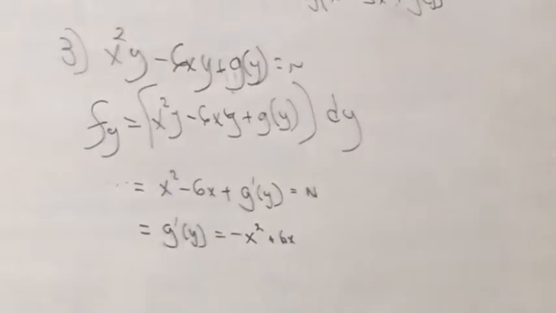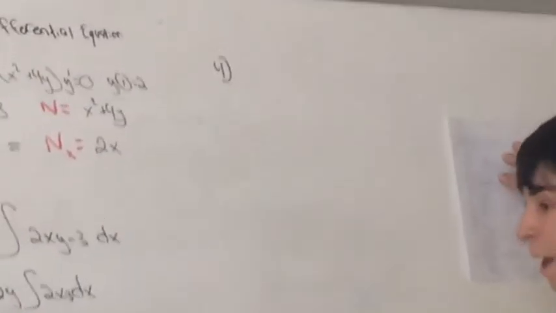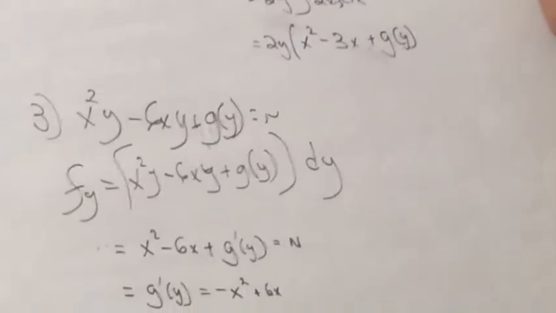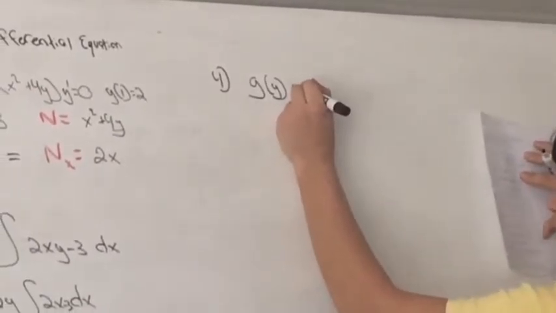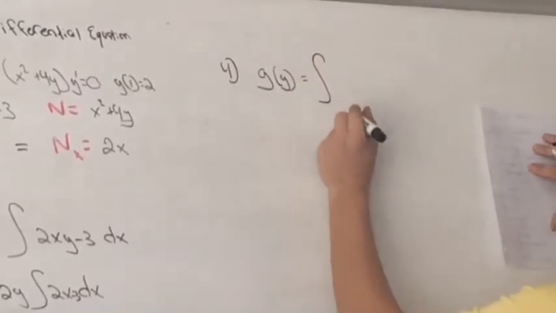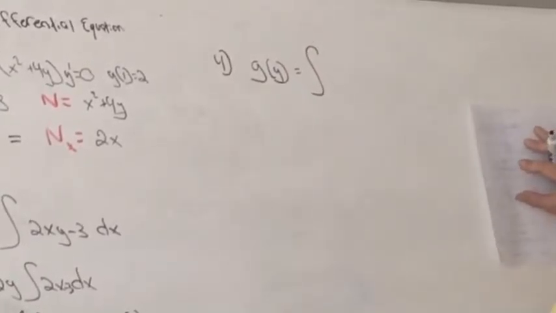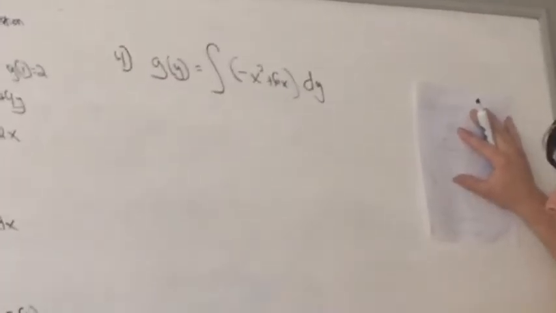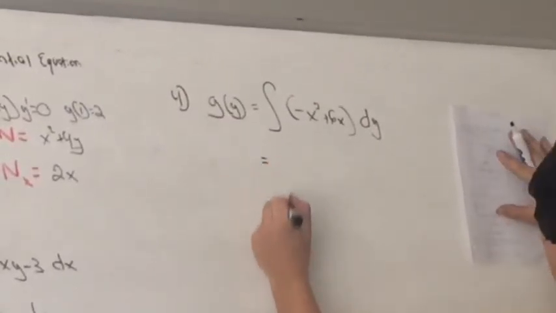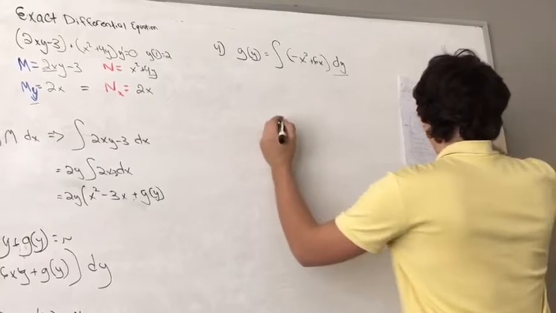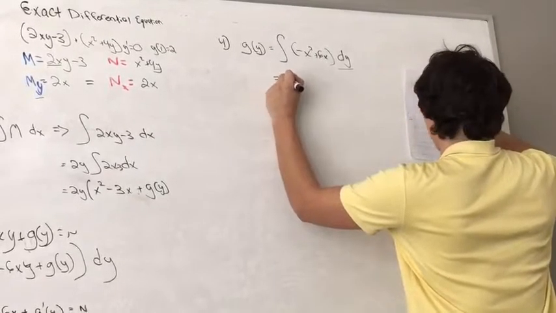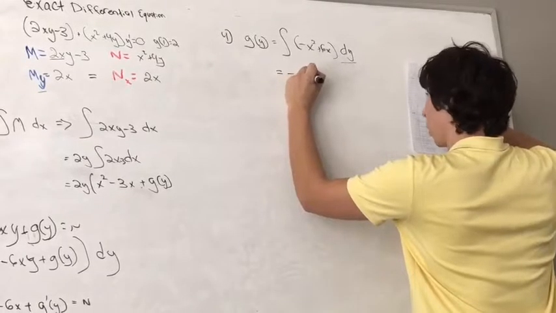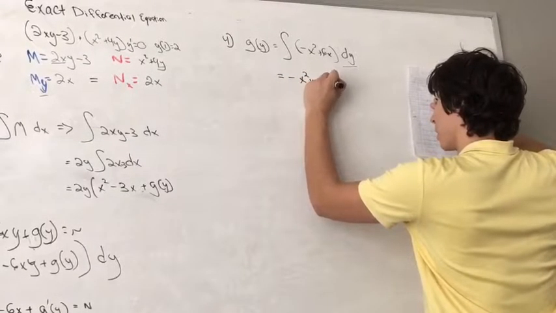So our fourth step is trying to go back to g of y. So we want to find g of y, which would equal the integral of g prime, which we solve by integrating with respect to y, and we end up with g of y equaling negative x squared y plus 6xy.